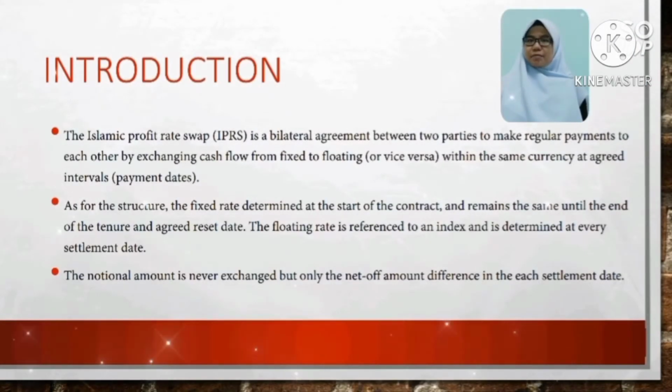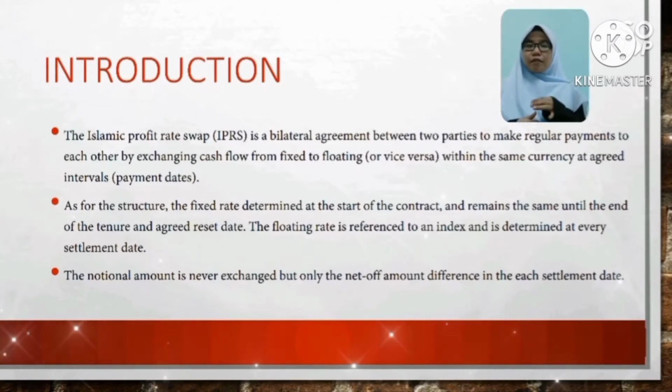For the introduction, the Islamic Profit Rate Swap (IPRS) is a bilateral agreement between two parties to make regular payments to each other by exchanging cash flow from fixed to floating, or vice versa, within the same currency at agreed intervals or payment dates. As for the structures, the fixed rate is set at the start of the contract and remains the same until the end of the tenure and agreed reset date. The floating rate is referenced to an index and is determined at every settlement date. The notional amount is never exchanged, but only the net difference of amounts on each settlement date.